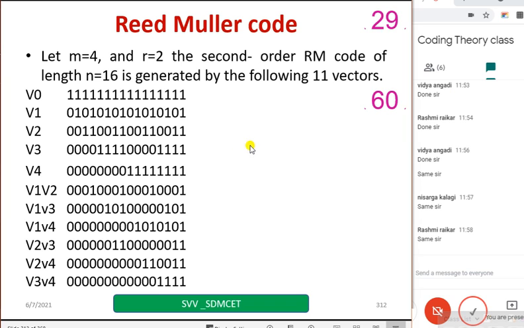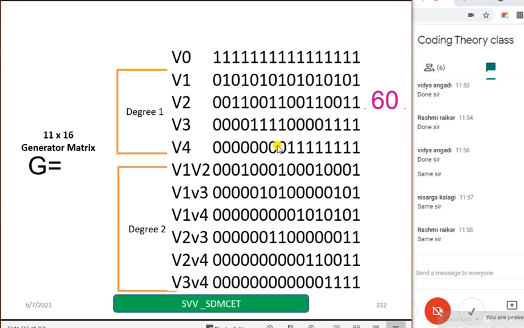Now we got the degree 1 vectors: V1, V2, V3, V4. And V1 V2, V1 V3 and so on are degree 2. Why do we say degree? We have taken 2. If I take V1 V2 into V3, it will become degree 3. Now we have taken degree 2 in this example. So write down 11 cross 16. V1 V4 we have written, the remaining degree 2. And it will become the 11 cross 16 generator matrix G.